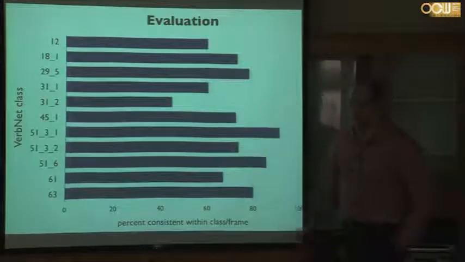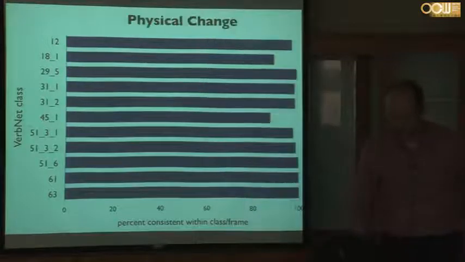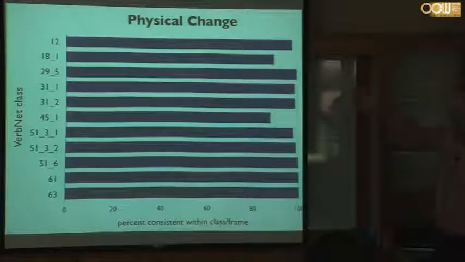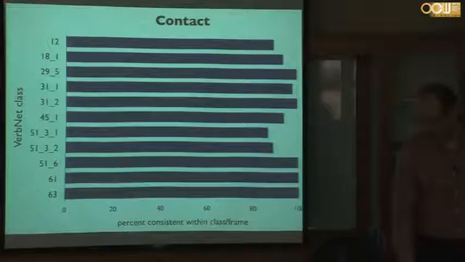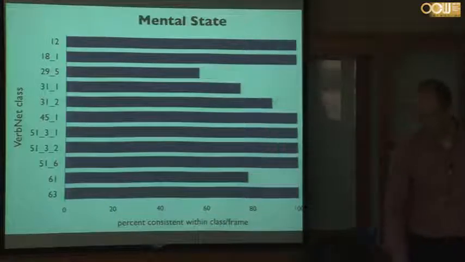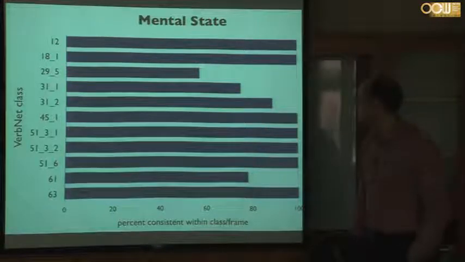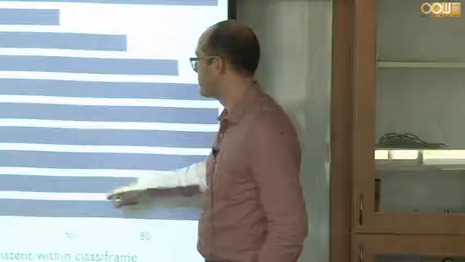You can see most of them are not very close. Compare that with the physical change task, where all the classes are pretty close to 100%, so very consistent. Application of force is also very consistent. Contact, also very consistent. Mental state is a little less consistent, mainly because of this class 29, 5, and 61.